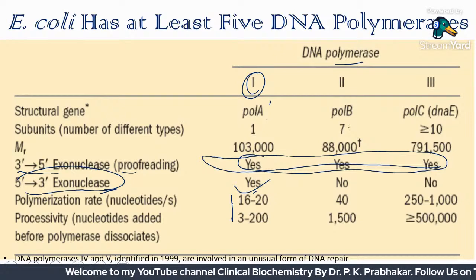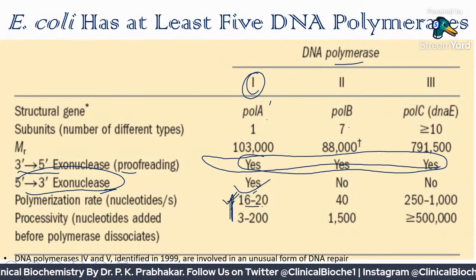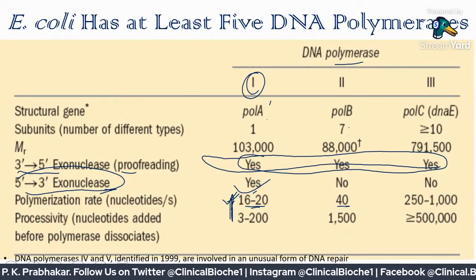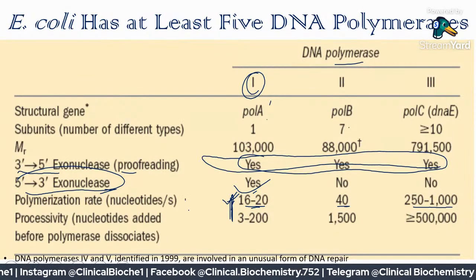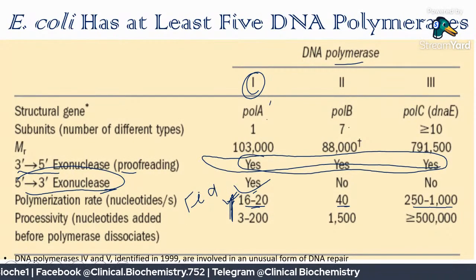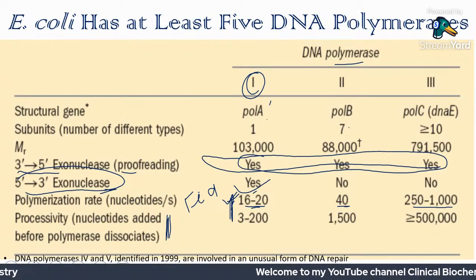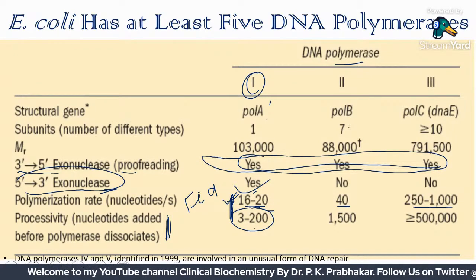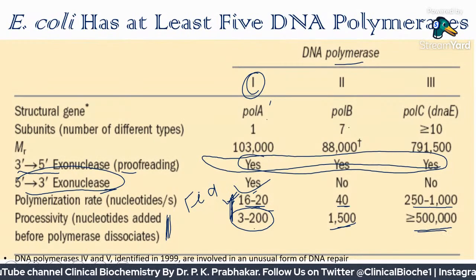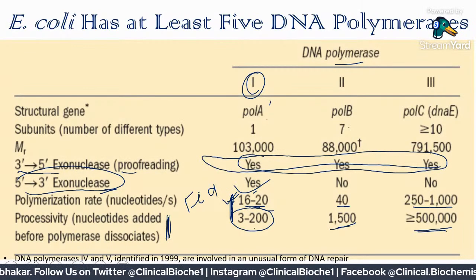And yesterday I was talking about these capacities, the polymerization rate, that is the fidelity: 16 to 20 base pairs per second, 40 base pairs per second, and 250,000 base pairs per second. That is what I called yesterday fidelity or polymerization rate. Then I talked about processivity, meaning how many nucleotides one enzyme can add. For polymerase 1 it is 3 to 200 base pairs, then 1500 base pairs, and this one can add more than 5 lakh base pairs. So these are the basic differences between polymerase 1, polymerase 2, and polymerase 3.